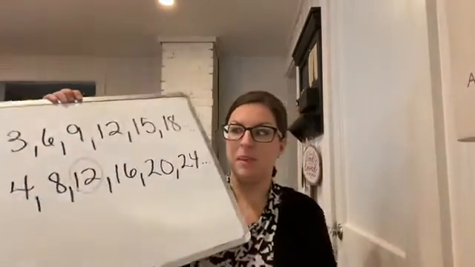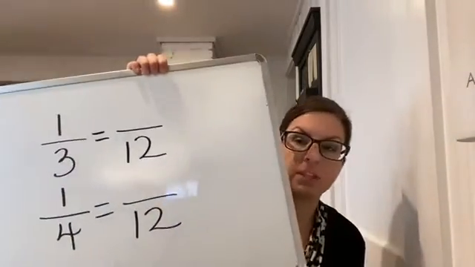All right, stick with me here. So I need to turn 1/3 and 1/4 both into 12ths, okay? Because in order to add them together, they have to have the same denominator. So I just found out that 12 is the least common denominator for thirds and fourths. So this is what I'm going to do before I add them together. I'm going to turn both of them into 12ths.